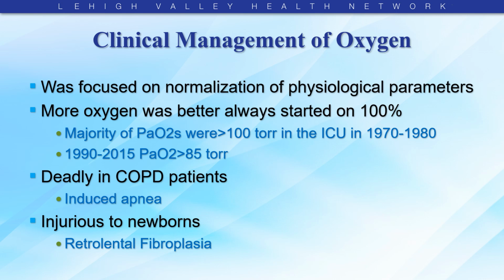Also, we learned that it was injurious to newborns. A high oxygen concentration given to a newly born baby could cause retrolental fibroplasia, which caused scarring of the eyes and blindness. So today we are very astute, realizing that too much oxygen, especially in these two patient populations, is not warranted and is very injurious, unfortunately.